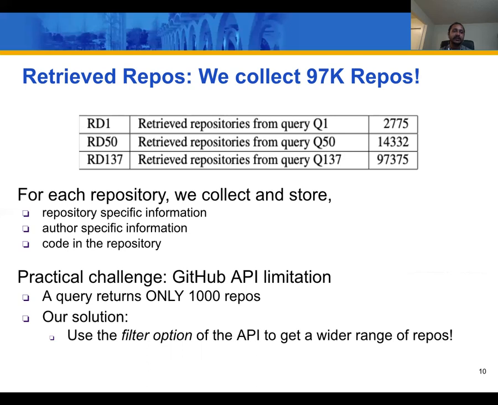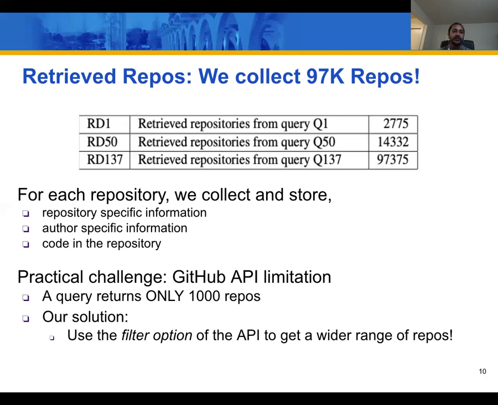However, there are some practical challenges for the GitHub API. A query returns only a maximum of 1,000 repositories. For example, the keyword malware matches more than 7,000 repositories. However, the GitHub API will not let you get all the repositories.